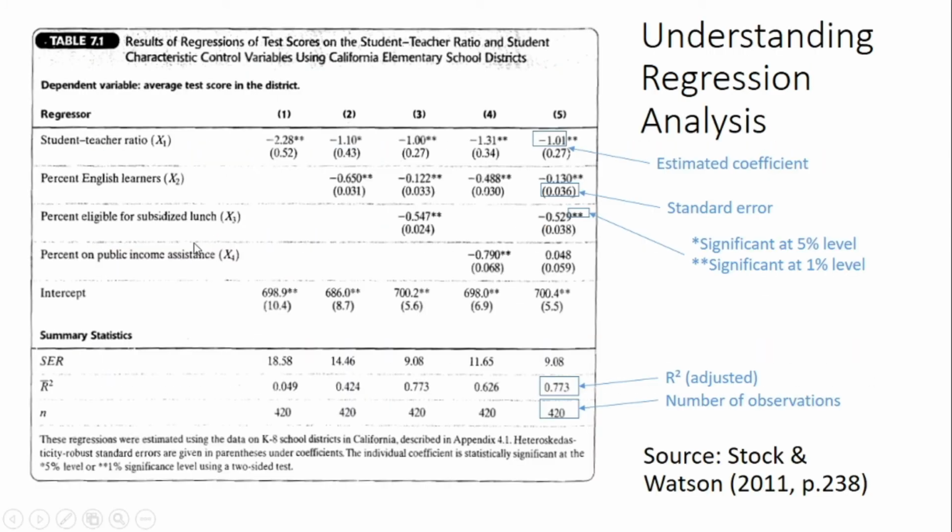But of course, we need to control for these other variables. And when we control for the percentage of English learners, for example, so the educational background in some sense, we find that our estimate of the effect of the student-teacher ratio on the average test score goes down substantially. It goes down from minus 2.28 to minus 1.1 in this specification, in this regression. And indeed, the R squared, the goodness of fit, improves quite a lot. So now we're explaining more of the variation in the average test score between districts, much more, 42% as opposed to around 5%.